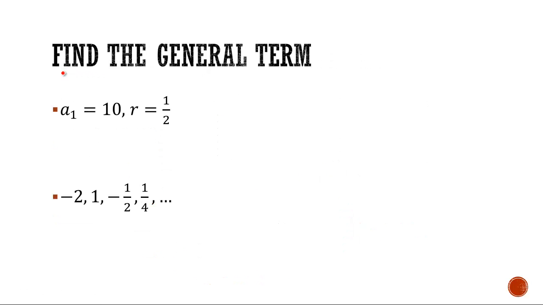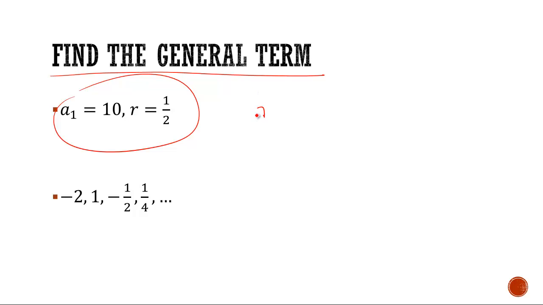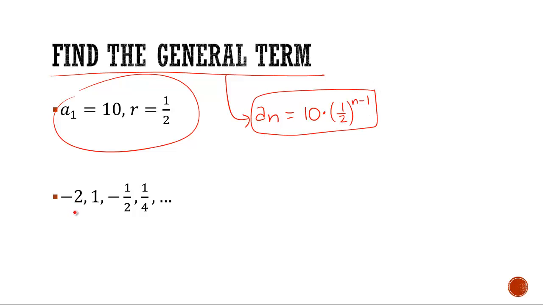What about finding the general term? So here we have A1 is 10. That's our first term. Great. So An, our general term, we'll start with the 10 and multiply by the ratio of 1/2 to the n minus 1. Here, our A1 is -2. So we're going to start with -2 and multiply by the common ratio, which we don't know yet, to the power of n minus 1.